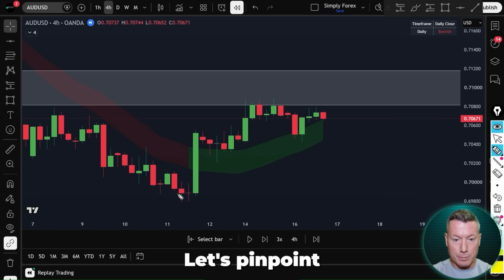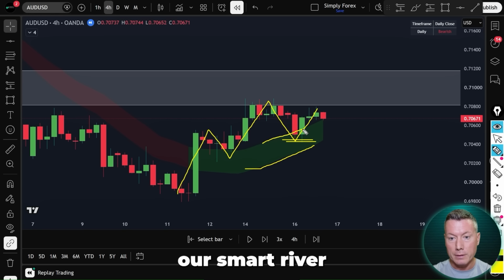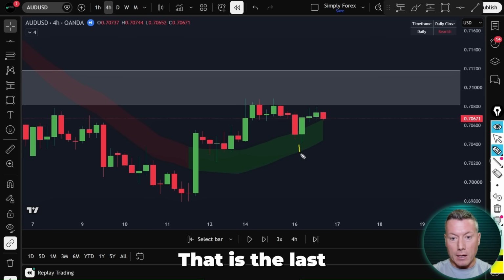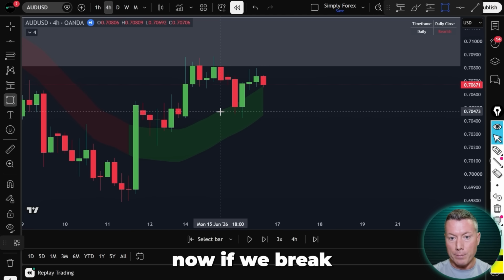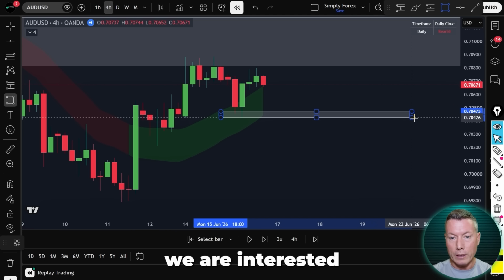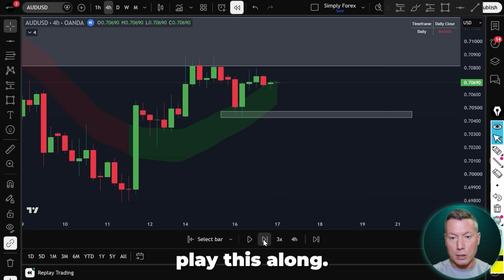Now, let's pinpoint the next important level, right? You can see this level right here has proven to be important. It's bounced off our smart river, right? It's a good area of support. That is the last higher low. So if we drag this across now, if we break this level in here, we are interested in selling this market. So let's play this along.